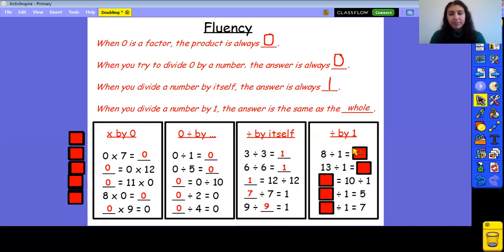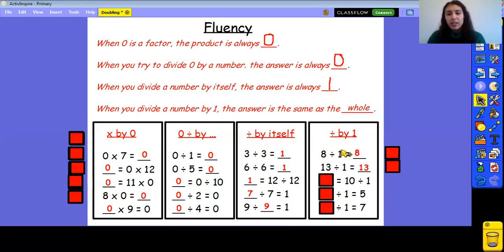Excellent, well done. And then over here, we're dividing by 1. So when you divide a number by 1, the answer is the same as the whole. So 8 divided by 1 equals 8. Fantastic. And 13 divided by 1 equals, what's my whole? It's the same, it's 13.